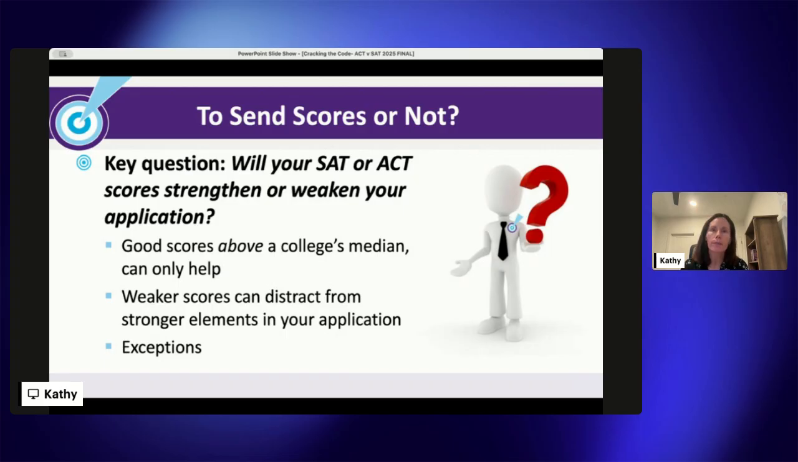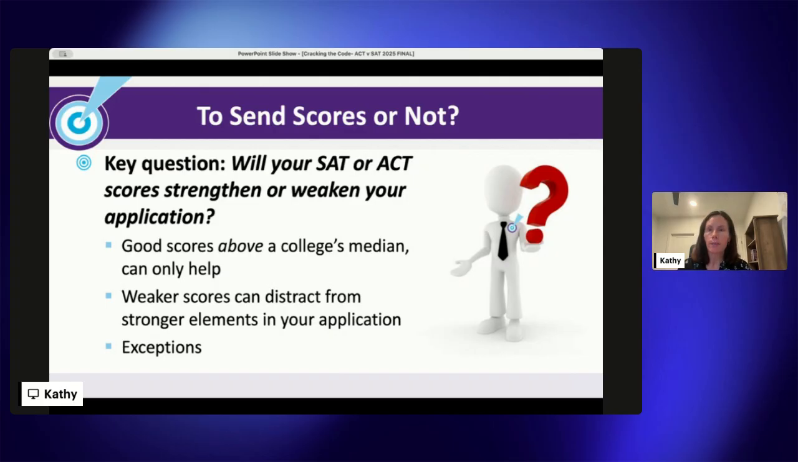So certainly, good scores at or above a college's median are actually even what we're seeing now, even if it's just a little bit below that median, but close, it's certainly going to strengthen your application. Weaker scores, especially significantly weaker scores, are going to distract from your application.